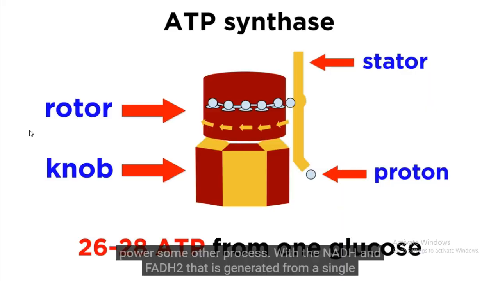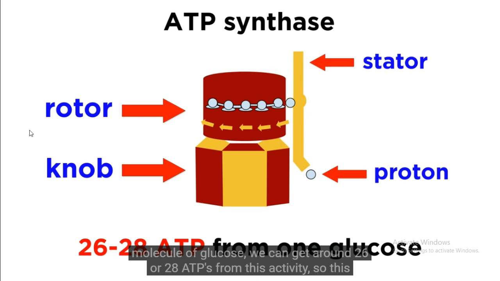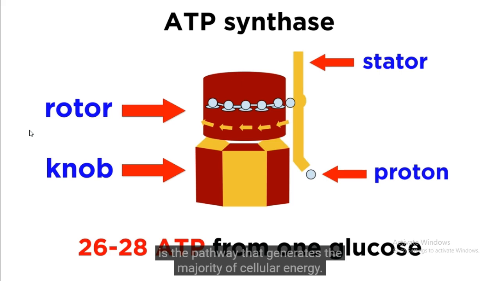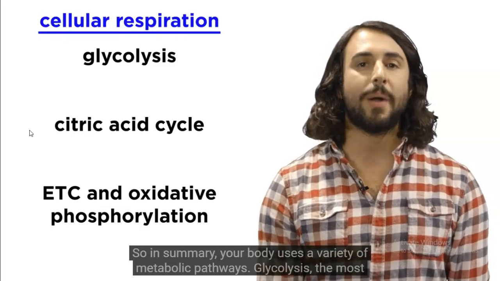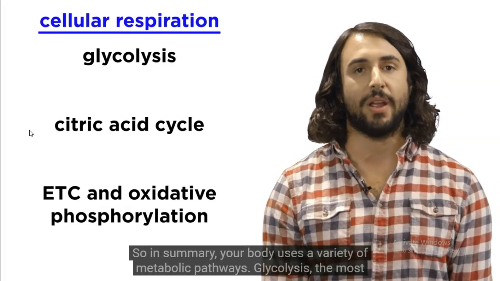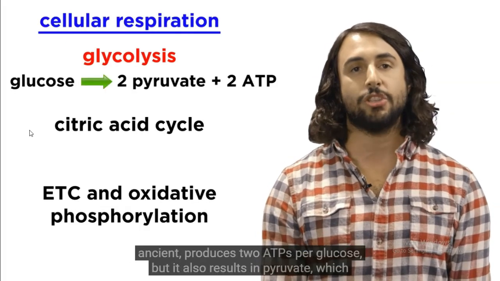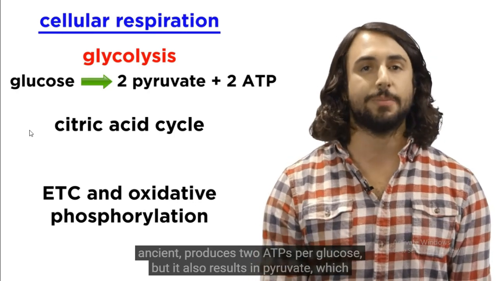With the NADH and FADH2 that is generated from a single molecule of glucose, we can get around 26 or 28 ATPs from this activity. So this is the pathway that generates the majority of cellular energy. So in summary, your body uses a variety of metabolic pathways. Glycolysis, the most ancient, produces 2 ATPs per glucose.